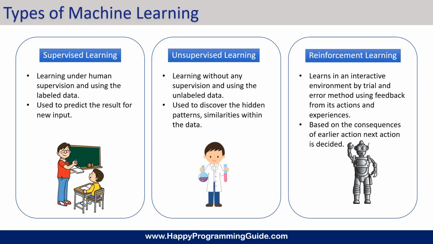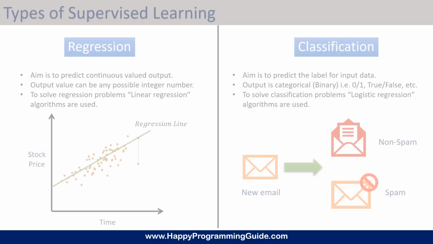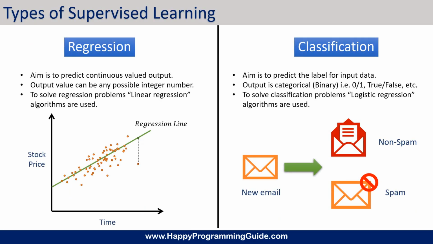Our today's session or today's topics are related to supervised learning. So we are going to focus more on supervised learning. Supervised learning is again classified into two types: regression and classification. As the name suggests, a classification algorithm classifies or groups the output items into specific classes or categories.